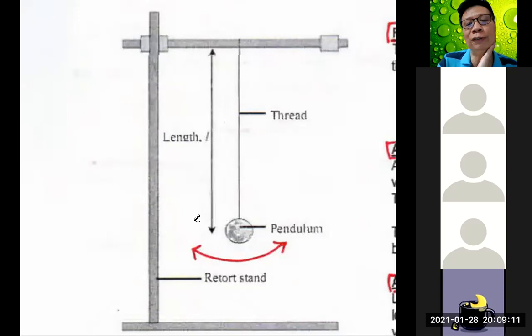Then to find the period, you just need to take the time divided by 10. That's all. Why divide by 10? Because the period is the time for one oscillation. So you divide by 10, and then you can answer. That is the correct way. Understand?